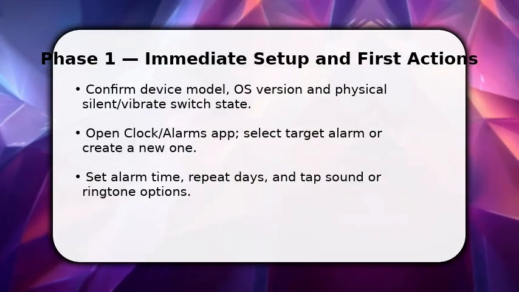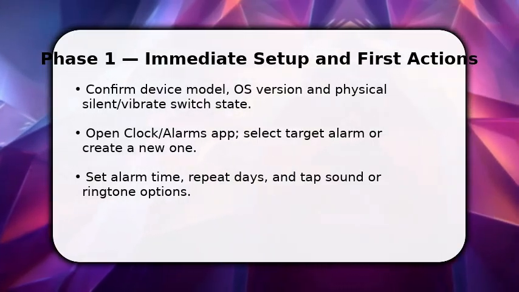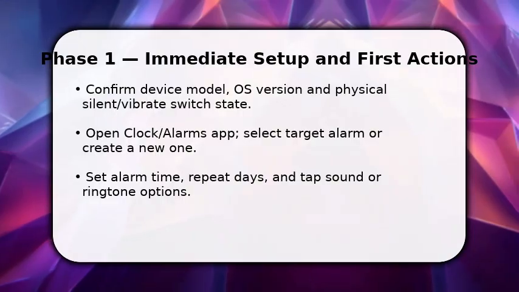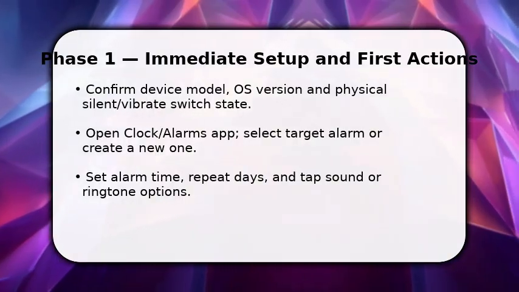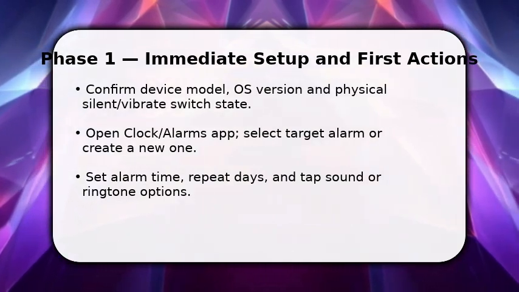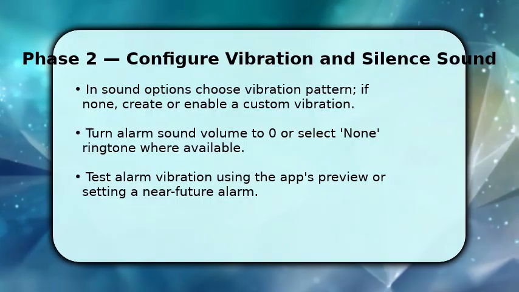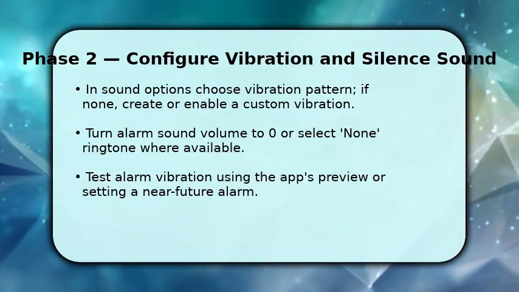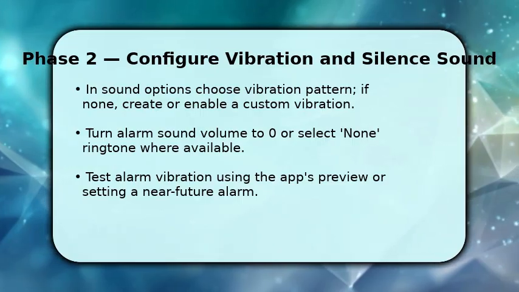Make sure to avoid choosing a ringtone. Instead, continue to the sound options to force vibration-only behavior immediately. Now configure the core settings. In the alarm sound or ringtone menu, select a vibration pattern. If the menu lacks one, create a custom vibration and assign it.